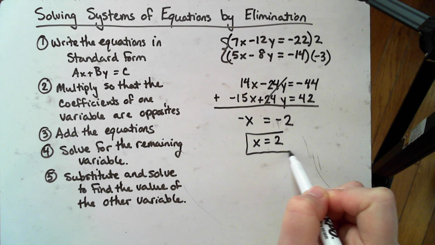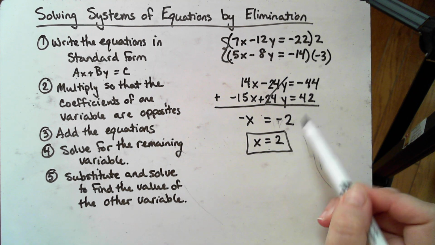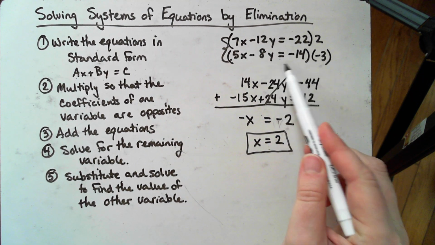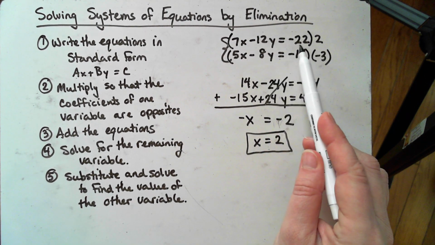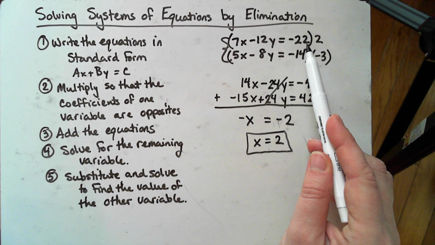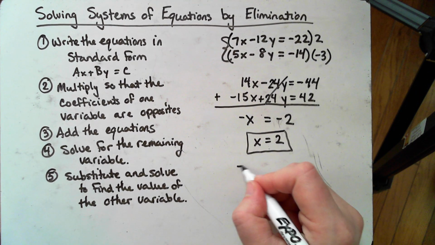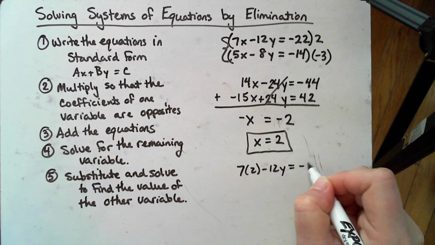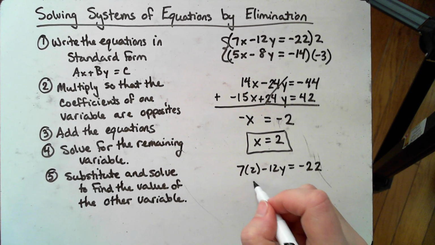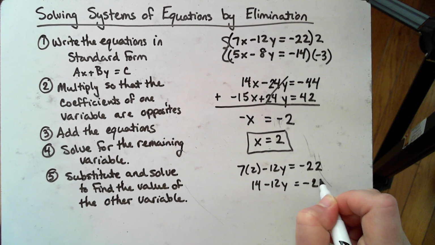So now that I know that x is 2, I can go on to step 5. I take this and put it back into one of my original equations. And again, it doesn't matter which one. I'm going to put it into the top equation, and you solve for the y that we eliminated earlier. So I have 7 times 2 minus 12y equals negative 22. So this is 14 minus 12y equals negative 22.